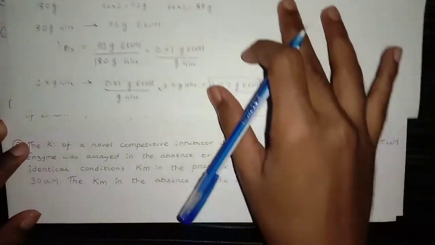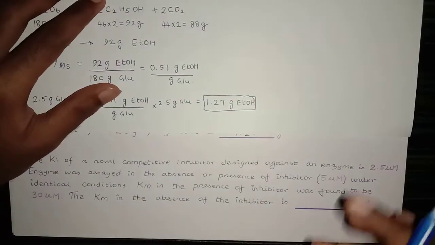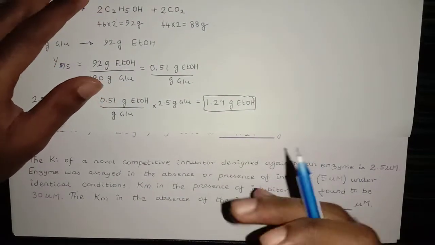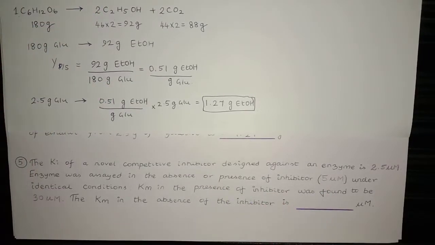So, in competitive enzyme inhibition, the inhibitor has a structure that is more analogous to the substrate. So it binds, it displaces the substrate from the active site and it binds.